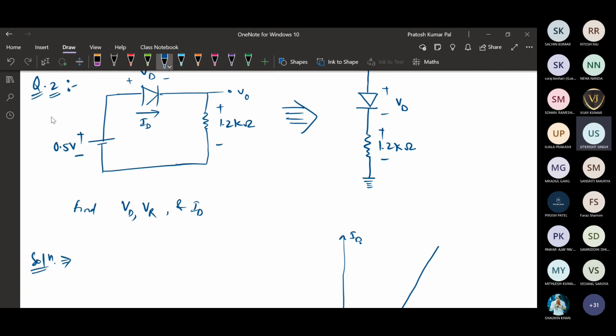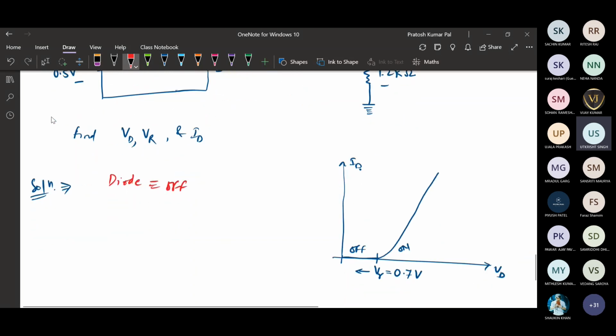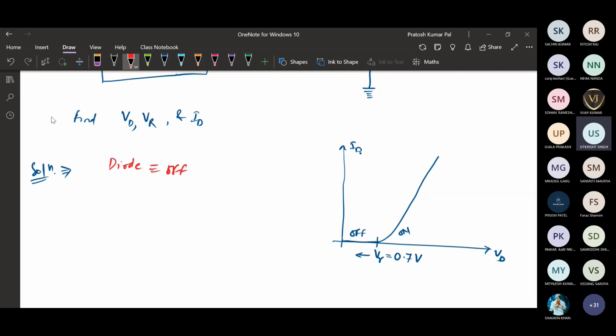voltage is 0.5 volt only. So it is less than 0.7 volt, that is the knee voltage of this diode. That means it is less than the knee voltage, so the diode will be behaving like an off state diode. So here we can just write the diode will be in off state. Okay, so if the diode is in off state, we can just redraw the circuit.